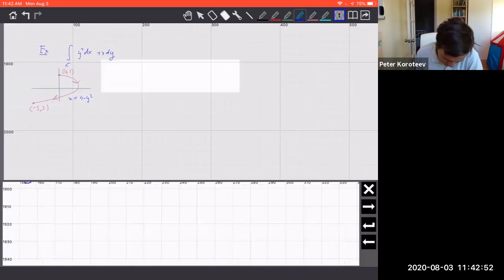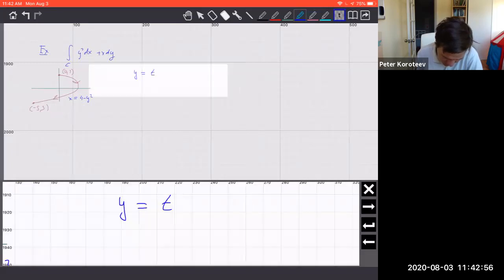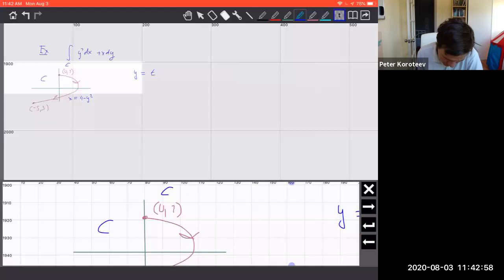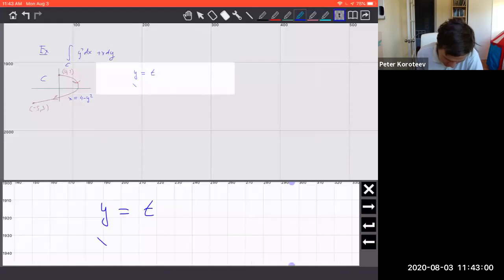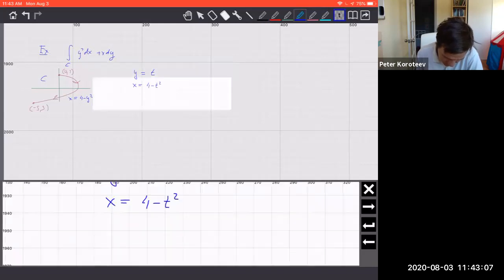So we can pick y as the argument now. So y is the parameter. This is curve C. Therefore, x is equal to 4 minus t squared, right? And then between which values does t now vary?